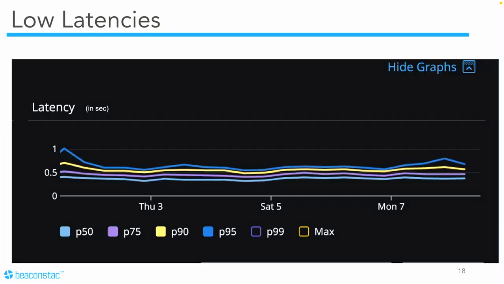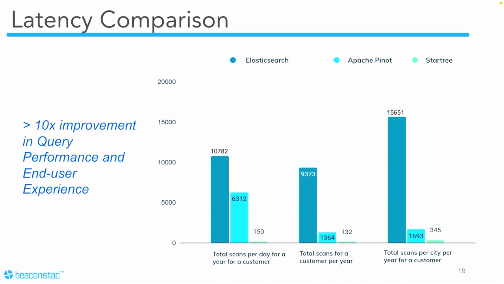Low latencies. As you can see in this graph, the latencies of the various queries is between 0.1, 0.5 and 1 second. And the P95 latency is less than 1 second, which is a massive improvement from the V1 system, where the P95 was around 20 seconds. Latency comparison: we saw 10x improvement in query performance, which translated to better end user experience.